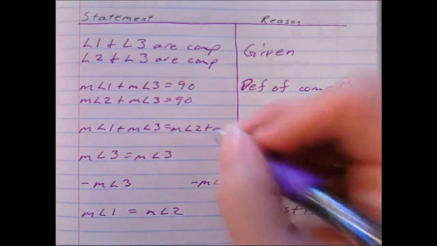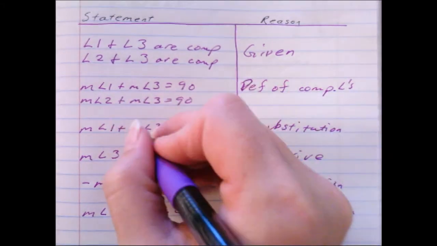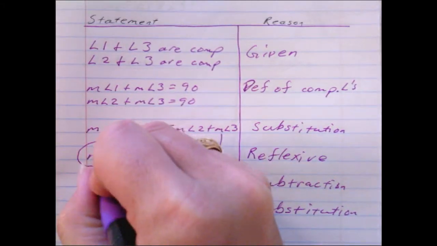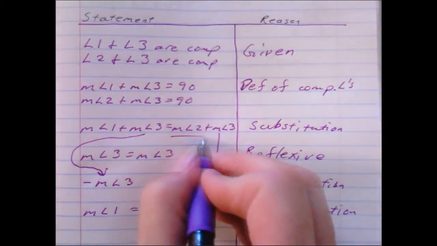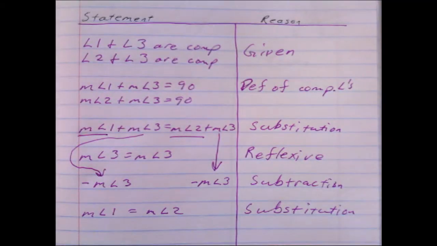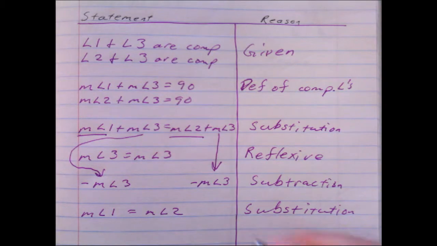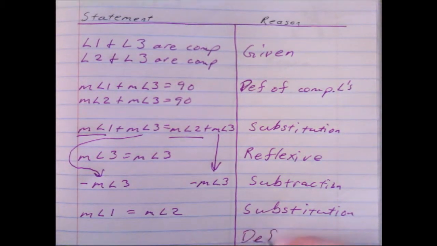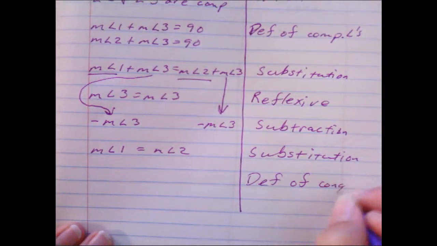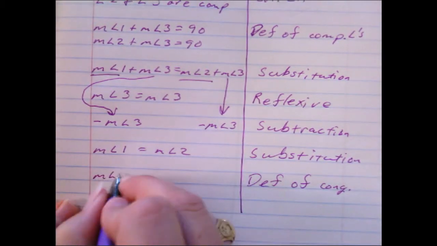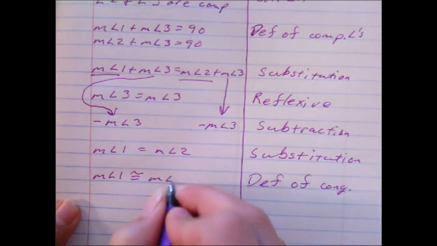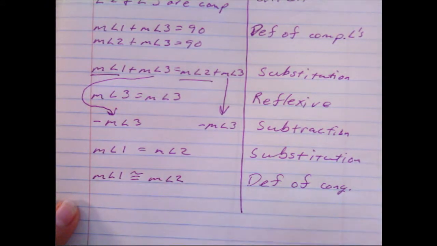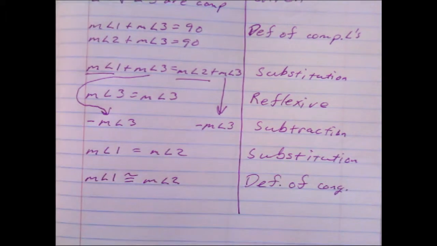Okay, so I just subtracted here and then subtracted on that side, so it left me with the 1 and the 2. Okay, and then the last piece, since they wanted to know that they are congruent, I'm going to use my definition of congruent. So the measure of angle 1 is congruent to the measure of angle 2. Okay, great job. Let's move on.